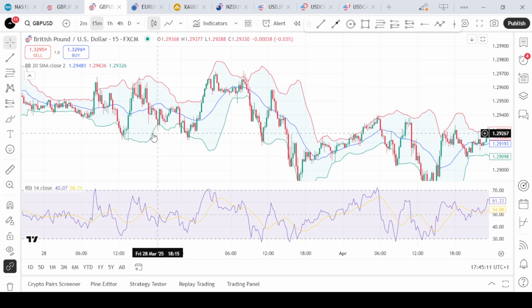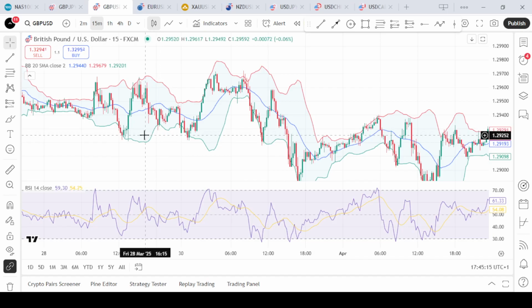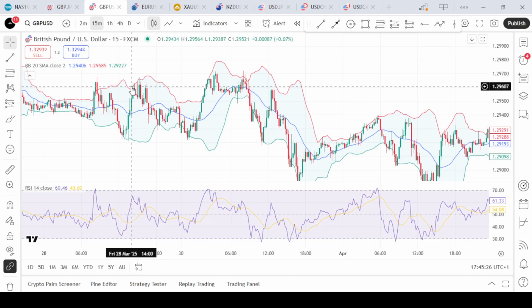Now the third step is to always wait for a signal. You have to look for price to interact with the band and confirm with additional indicators such as our RSI. So you trade only when price has bounced off the upper band or the lower band. The fourth step is to always enter the trade based on a bounce, squeeze, or combined with a signal.